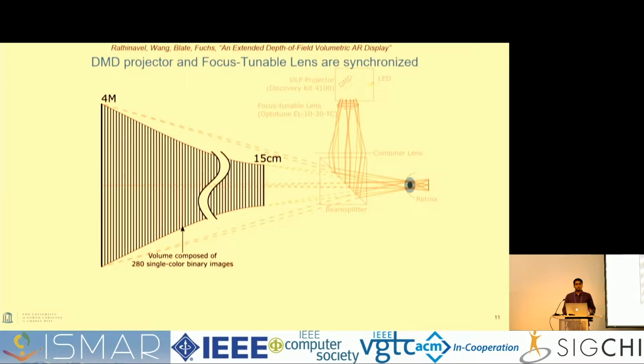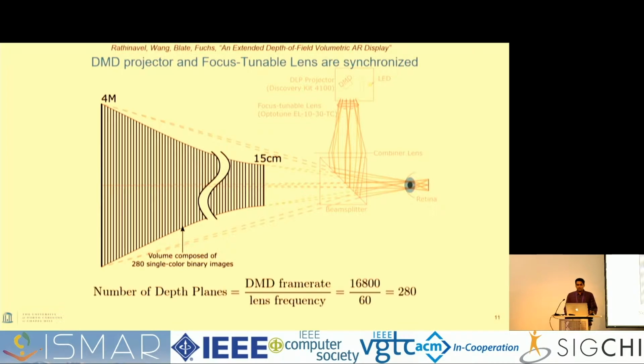The DMD projector and the focus-tunable lens are synchronized so that a virtual image plane is swept across the entire volume. And since the DMD projector is much faster than the focus-tunable lens, at any instant of time, we can change the projected image and build a color volume over time. So the lens frequency determines the overall display's frame rate, which we fix to 60 hertz. And the DMD frame rate is around 17,000, but just for a clean number, we kept it at 16,800. As a result of this, we can get 280 unique depth planes across the volume.